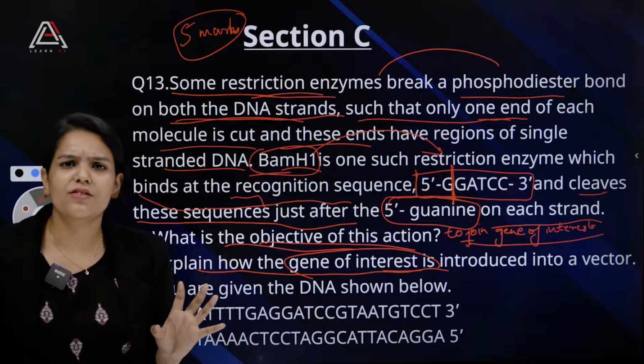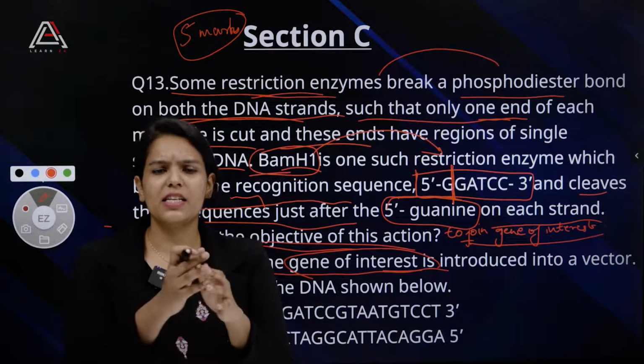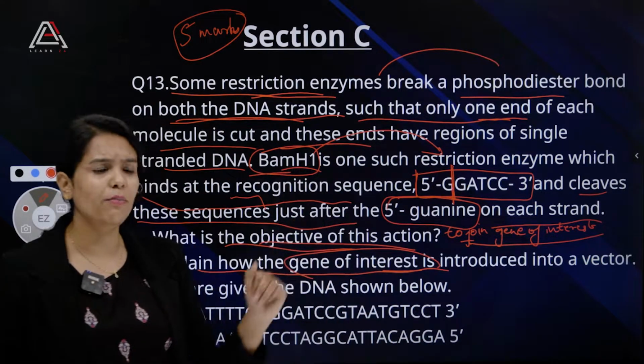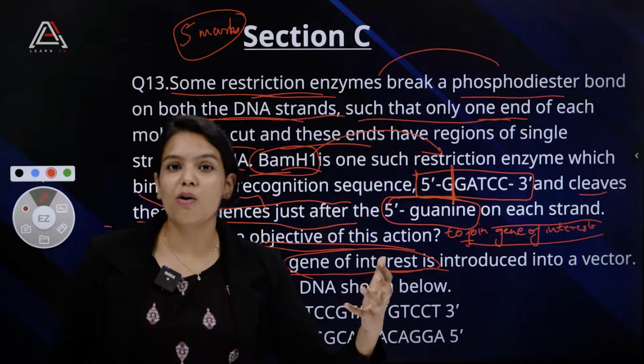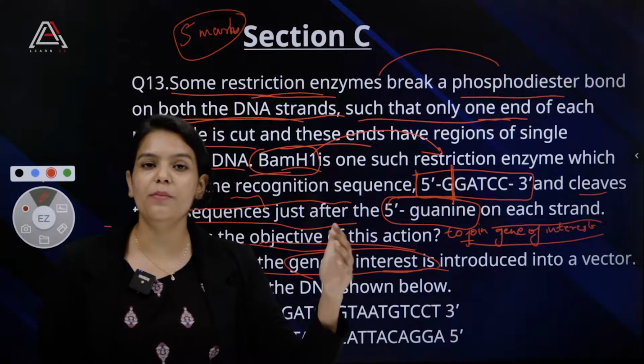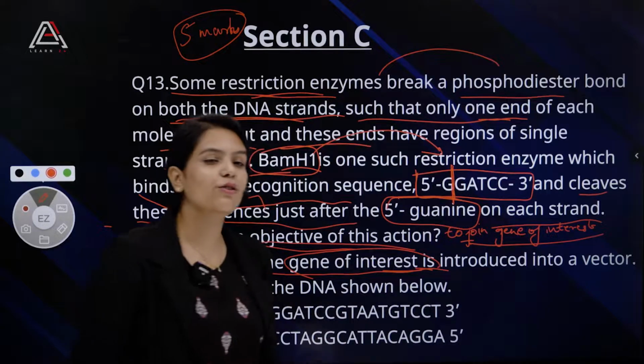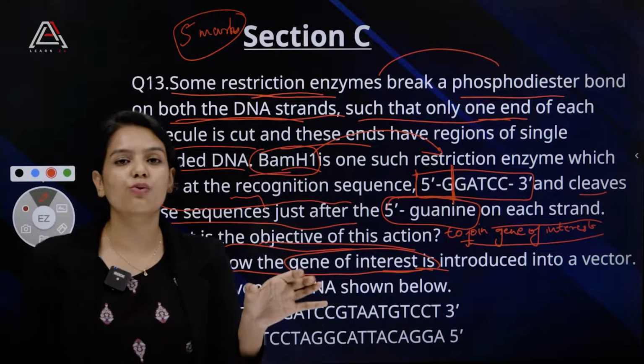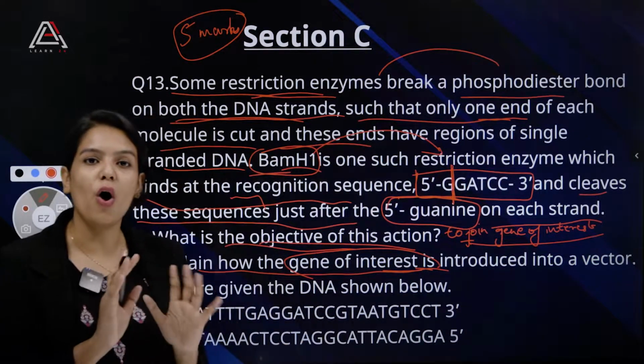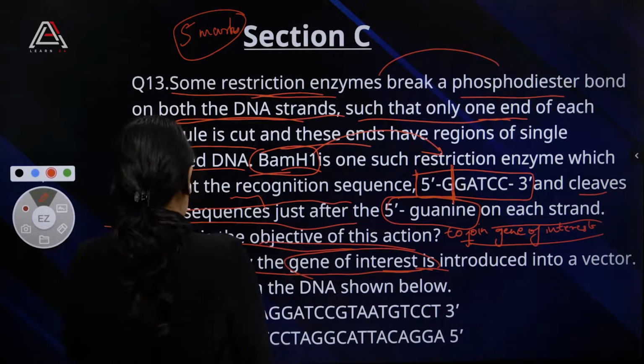So you can tell that the restriction enzyme separates the DNA strands. Okay, fine, perfect. Then you can talk about the DNA ligase. What does it do? It basically ligates that particular gene of interest into the vector. Talk about this point and you will get the marks.